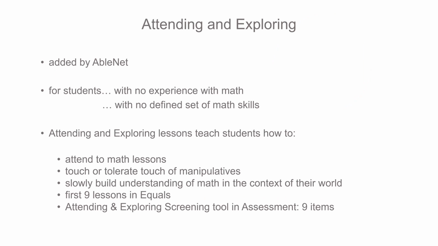With attending and exploring lessons, students are taught how to attend to math lessons, touch or tolerate touch of math manipulatives, and then slowly begin to build understanding of math in the context of what they know about their world. These are the first 9 lessons in Equals, and they make up the 9 items in the attending and exploring screening tool as part of the assessment process, which is to assess the student's pre-readiness skills and answer the question: do I start my student in chapter 1, or is it necessary to assess my student in all 5 remaining subtests?